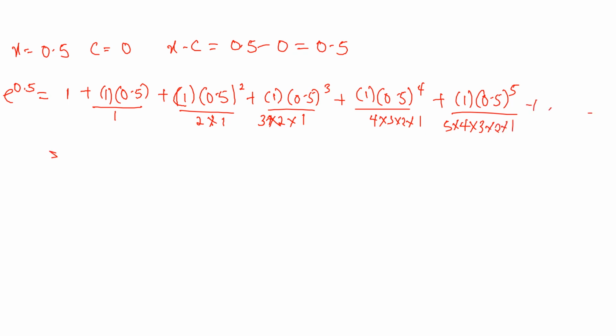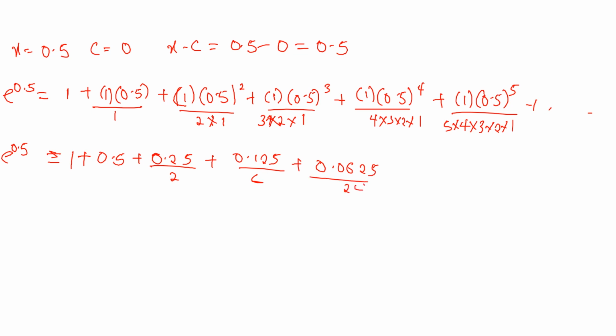So e raised to the power of 0.5 will be equal to 1, then plus 0.5 divided by 1, which gives 0.5, then plus 0.5 squared, which is 0.25, over 2, then plus 0.5 cubed, which is 0.125 divided by 6, then plus 0.5 raised to the power of 4, which is 0.0625 divided by 24, then plus 0.03125 divided by 120, then continues like that.